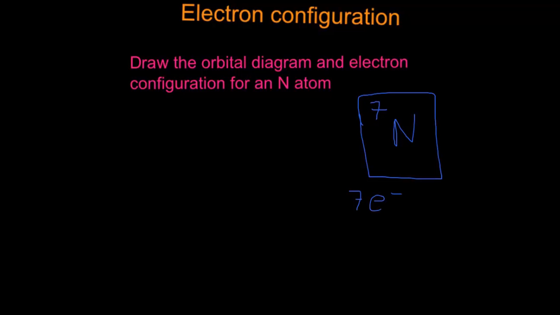Alright, so if we're drawing an orbital diagram, what I always draw first is the y-axis, which is energy. So I'll just label that E. It's really important in chemistry that you're always labeling what you're talking about. So this is our energy axis. And remember that our lowest energy orbital is our 1s, and then our 2s is much higher in energy, and then we have our 2p.